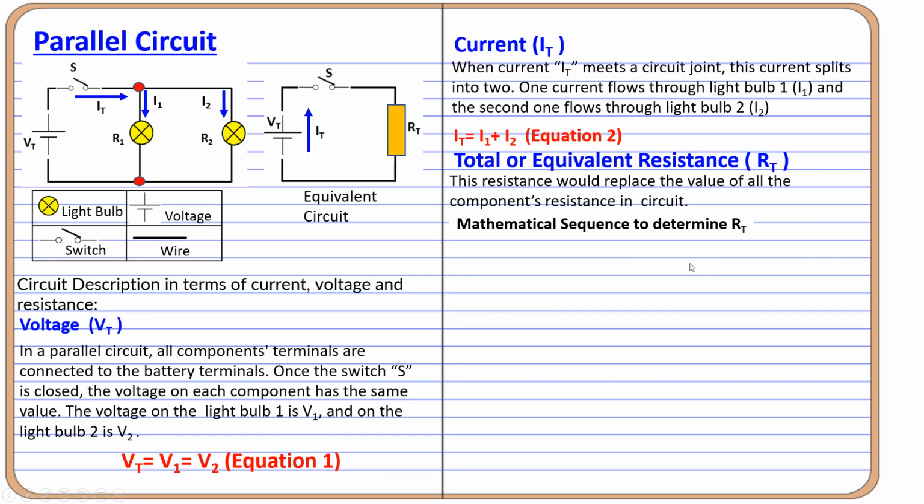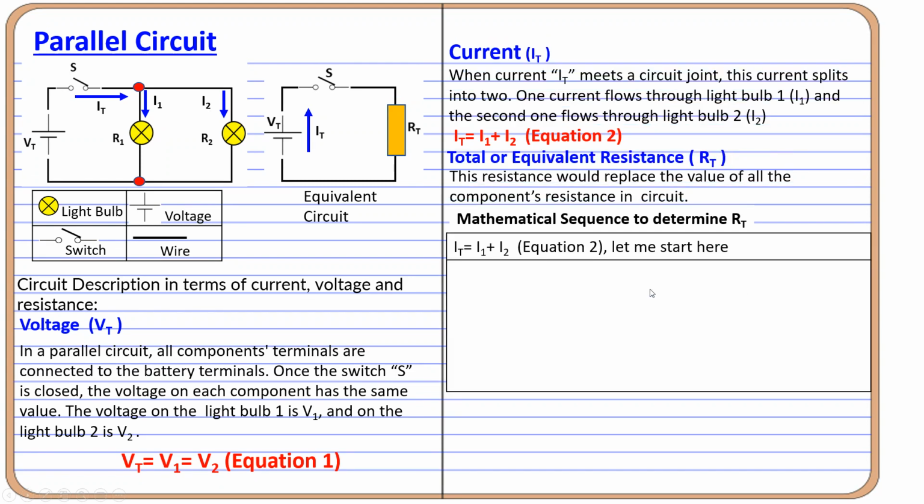The mathematical sequence to determine RT: I'm using the same strategy that I did for the series circuit to derive an equivalent resistance for that type of circuit. I'm going to use the same approach. So I'm going to start with equation 2, which states that the total current is the sum of each current that flows through each light bulb, in this case I1 plus I2.